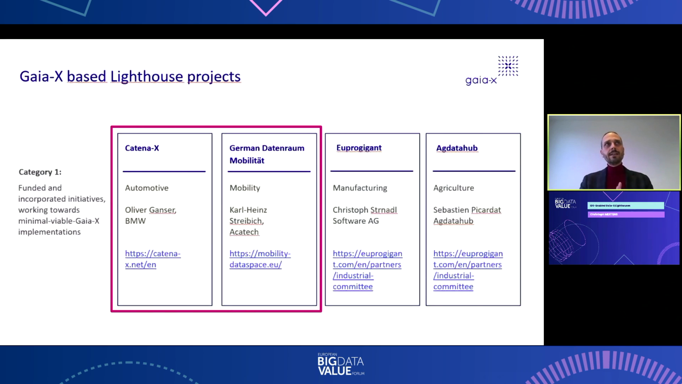I found this slide in the Gaia context, and I would like to walk you through, at least partly, two of the 4 Lighthouse projects that are mentioned here. One is Catena-X, and the other one is the German mobility data space.